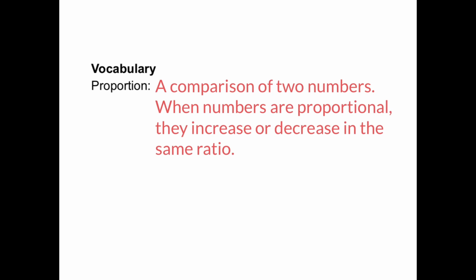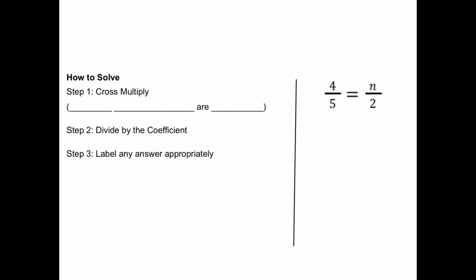A proportion is a comparison of two numbers, and when numbers are proportional, they increase or decrease in the same ratio. There are really three steps to solving a proportion equation. Over here on the right-hand side is an example of a basic proportion equation. Two ratios are set equal to each other.